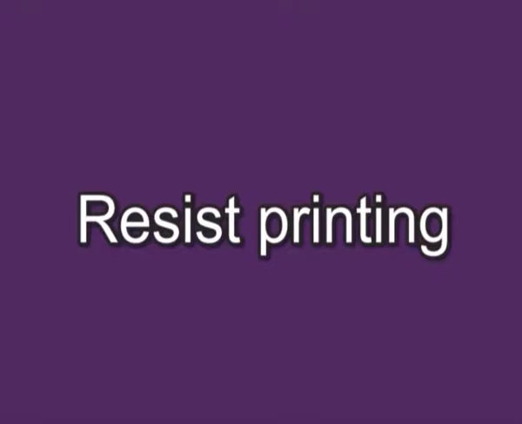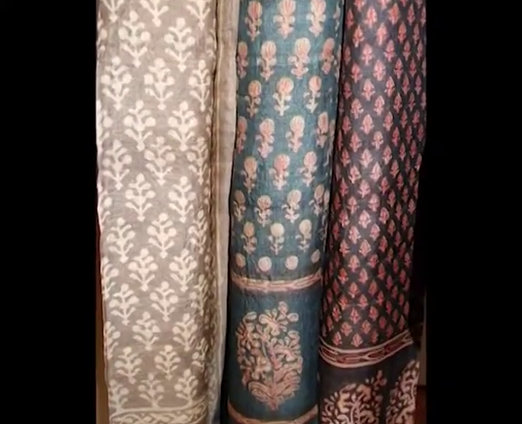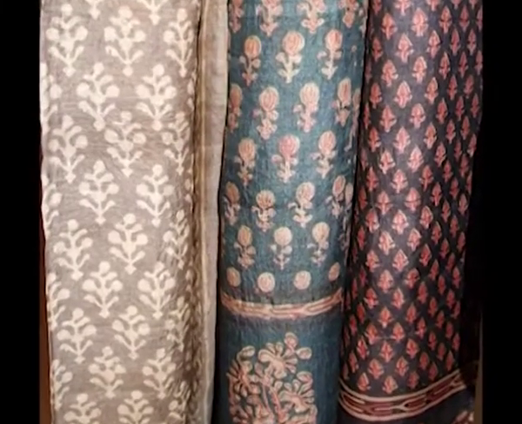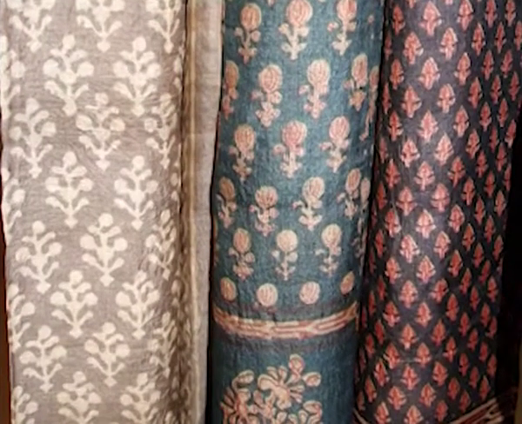Resist printing. In this technique, a resist paste is imprinted on the fabric and then it is dyed. The dye affects only those parts that are not covered by the resist paste. After dyeing, the resist paste is removed, leaving a pattern on a dark background.